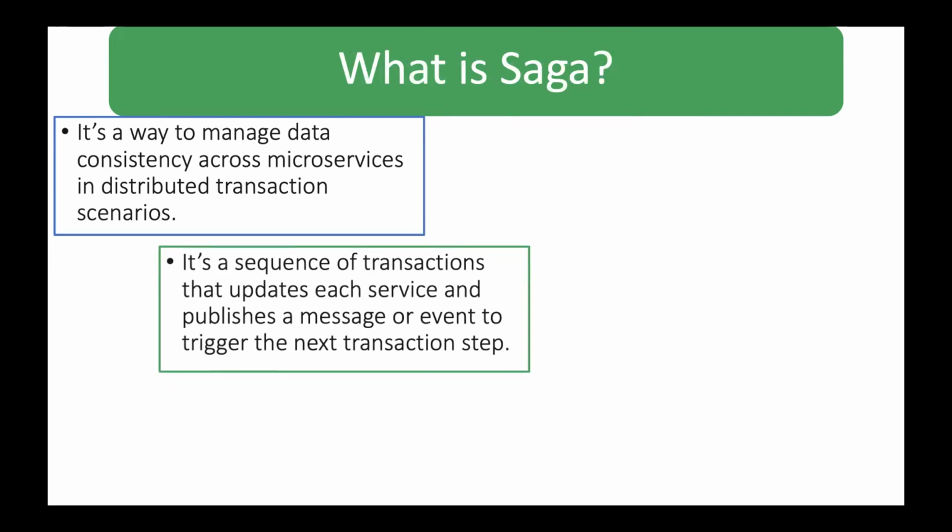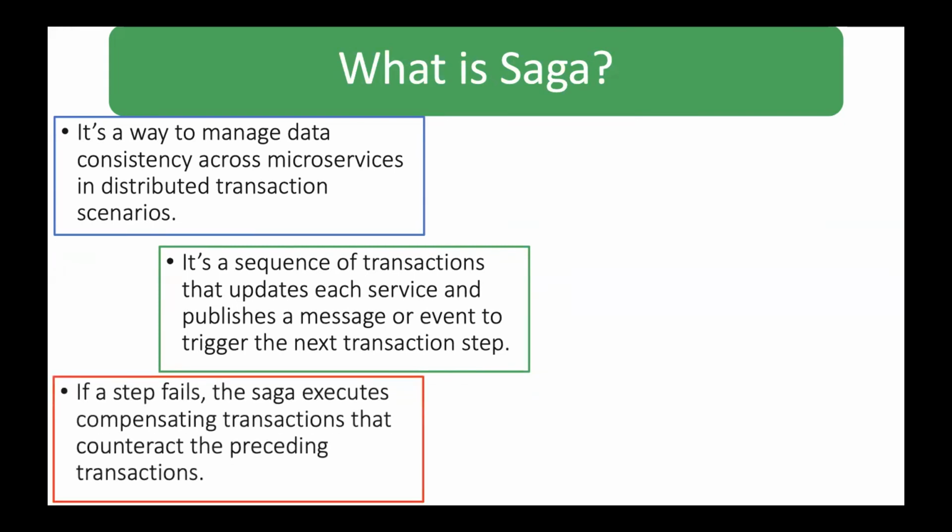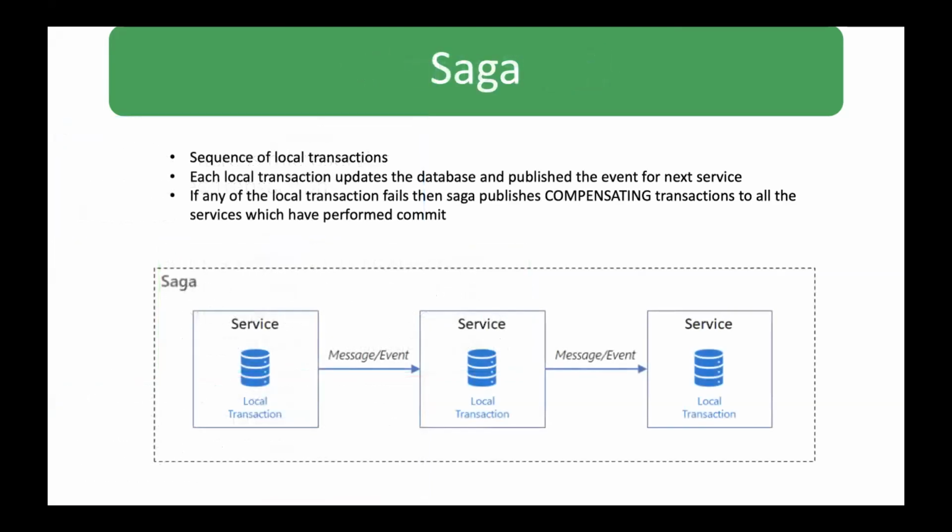They say it's a sequence of transactions that update each service and publish a message or event to trigger the transaction in the next step. And if a step fails, the saga executes a compensation transaction that stops any communication or any further movement of these transactions. So that's how the saga really helps us.